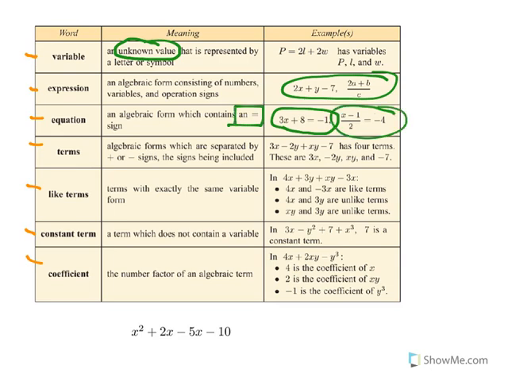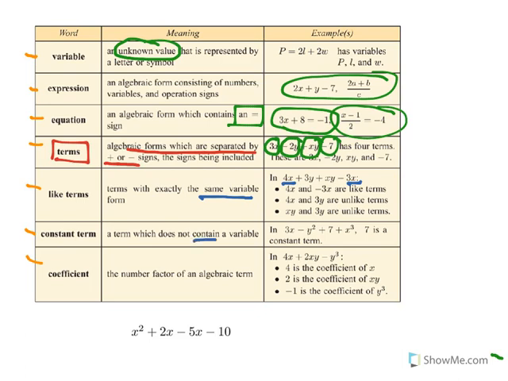These are equations. Terms, you guys keep getting this incorrect. Terms are algebraic forms which are separated by a plus or minus sign. The signs are included. So here we have an example. We have 1 term, we have 2, 3, and 4. We have 4 terms. All right. Like terms are terms that have exactly the same variable form. Like we have x and we have x. xy is not the same as x. y is not the same as xy.